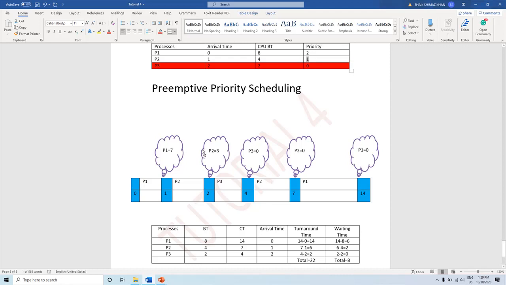Okay, when P2 was preempted, what was its remaining burst time? 3. It was 4, but 1 already finished, so remaining was 3. So P2 is getting the chance. 4 plus 3, 7. P2 finishes. Then finally P1, 7 burst time is pending. So P1 gets the chance finally. 7 plus 7, 14. So P1 also finishes.